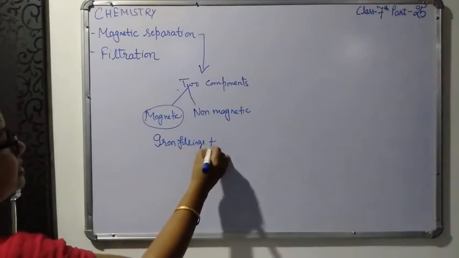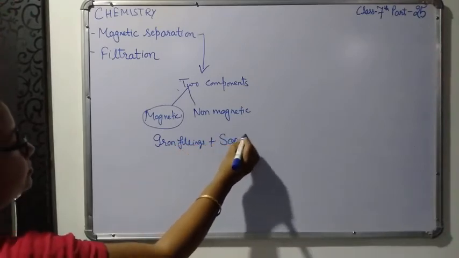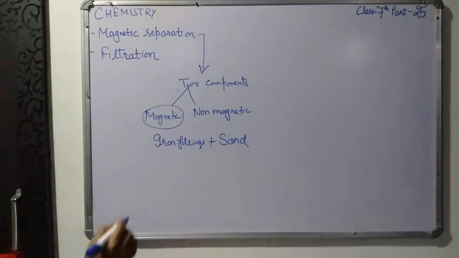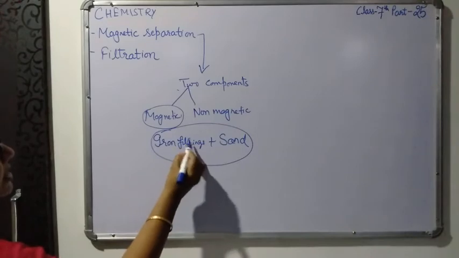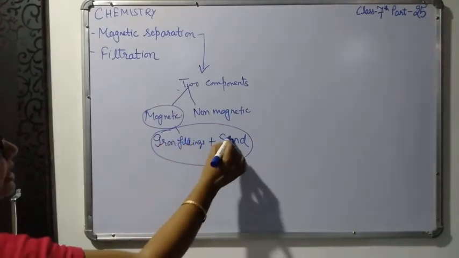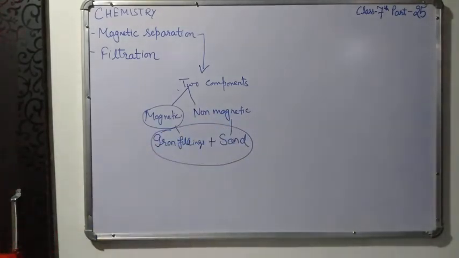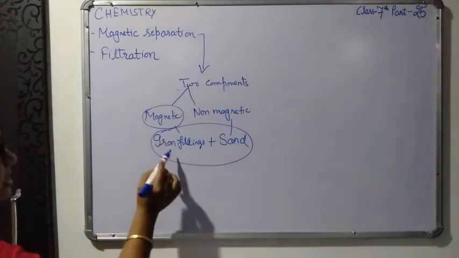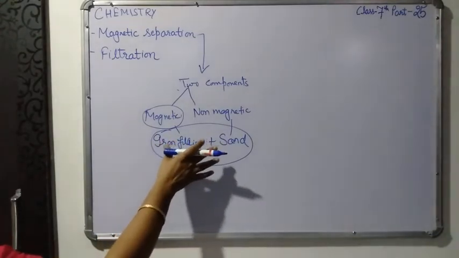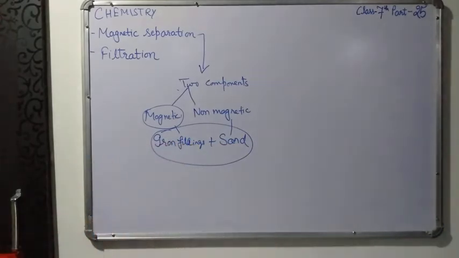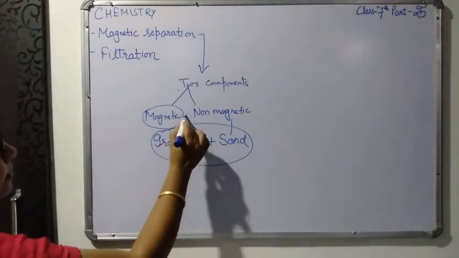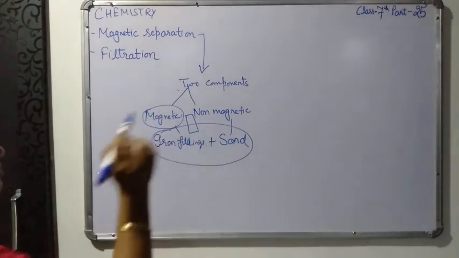and sand or salt. If you have a mixture of iron filings and sand, you can see iron filings is a magnetic substance, and sand is a non-magnetic substance. So if you want to separate the sand from the iron filings, you only have to bring a bar magnet near this mixture.